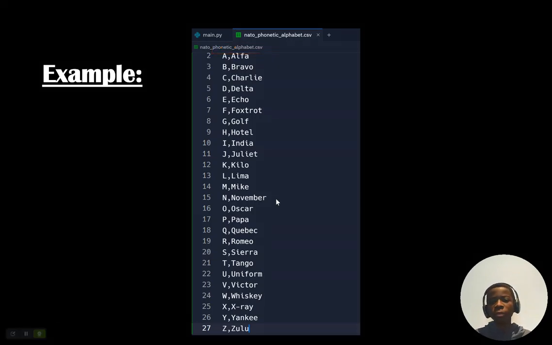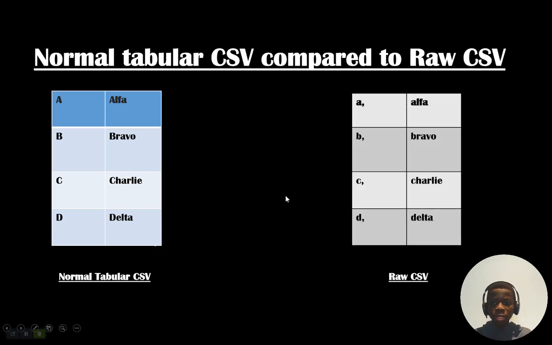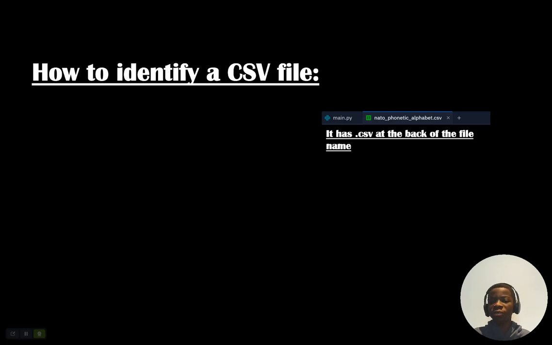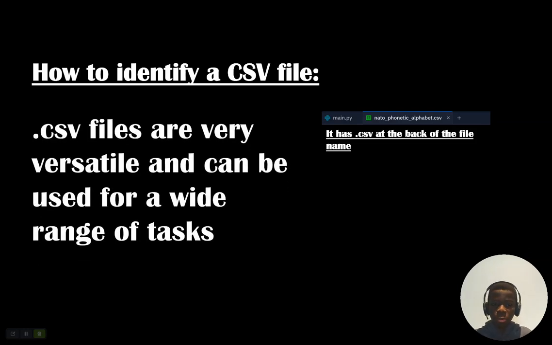This is what a normal tabular CSV looks like compared to a raw CSV. This is a finished CSV here on the left side of the screen. And on the right side, this is just the normal CSV if you call it in using the code that I'm going to show you. You can notice the commas at the side over here. This is how you identify a CSV file. It has the .csv at the back of the file name, so it's the name, then .csv. And .csv files are very versatile and can be used for a wide range of tasks.